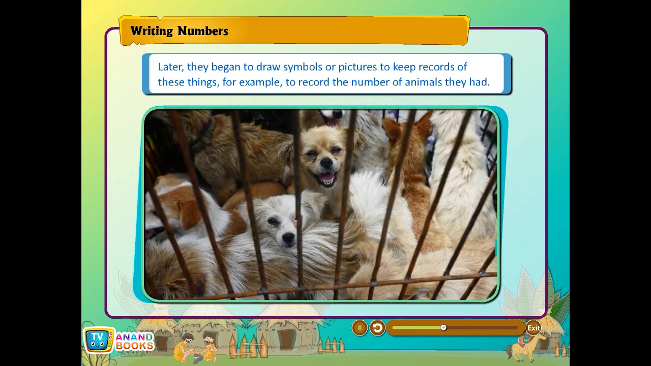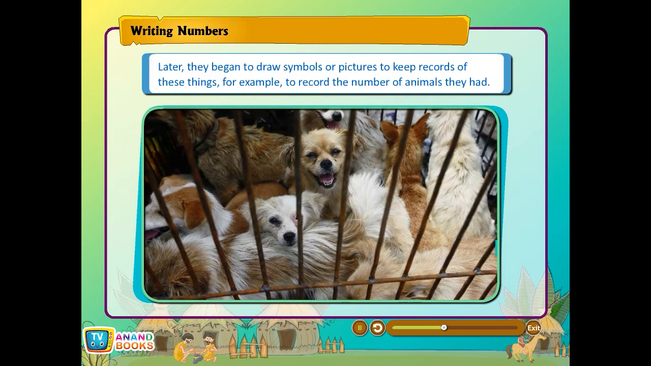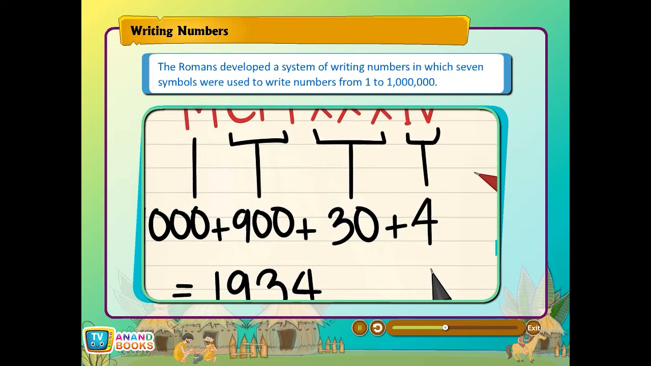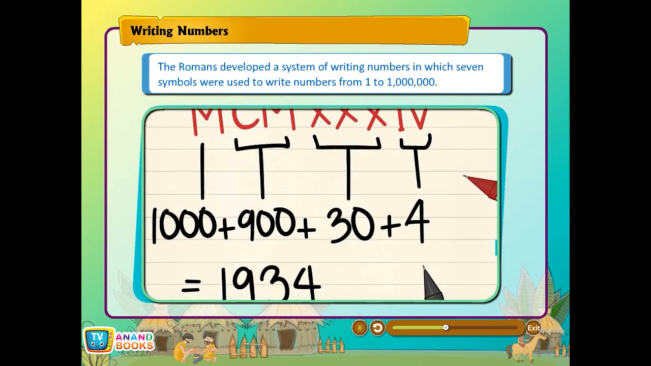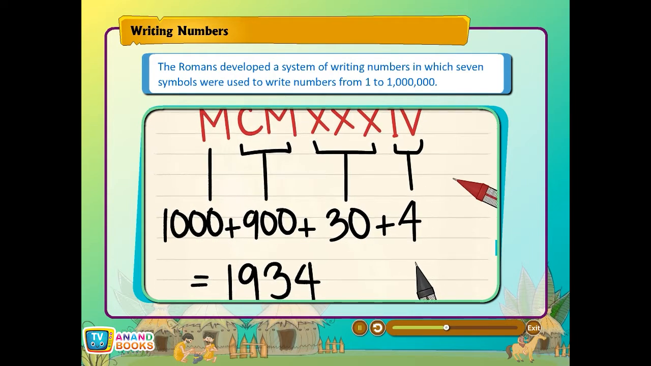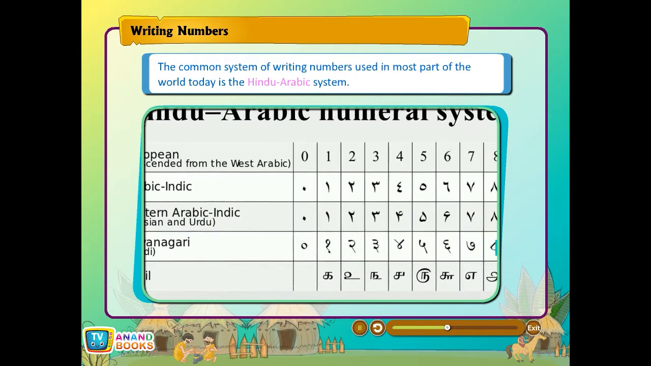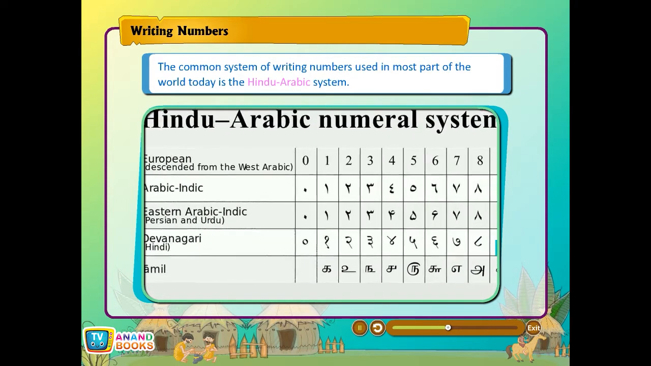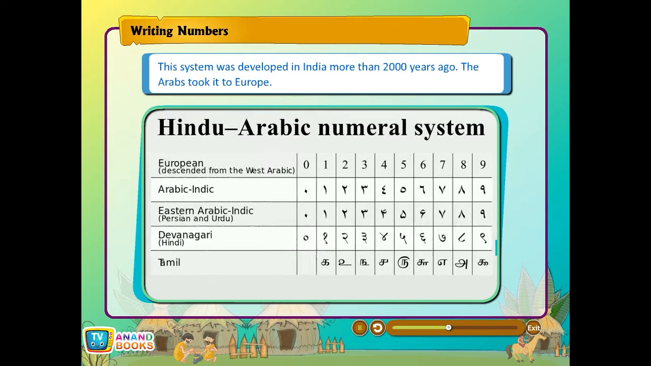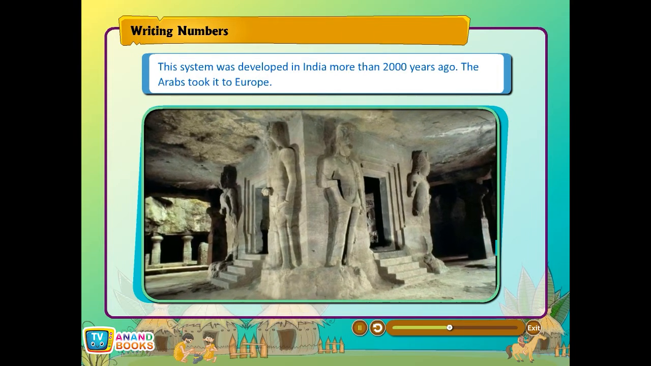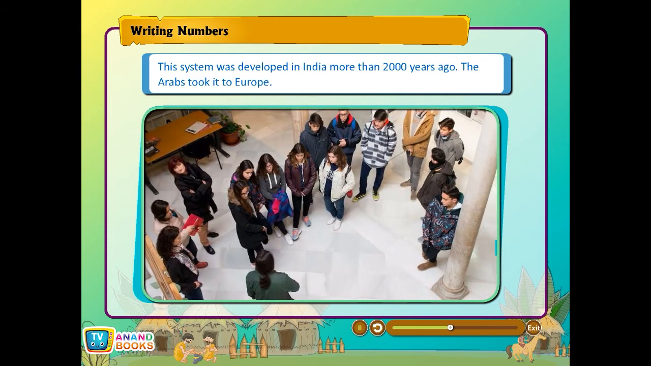For example, to record the number of animals they had. The Romans developed a system of writing numbers in which 7 symbols were used to write numbers from 1 to 10 lakh. The common system of writing numbers used in most part of the world today is the Hindu-Arabic system. This system was developed in India more than 2,000 years ago. The Arabs took it to Europe.